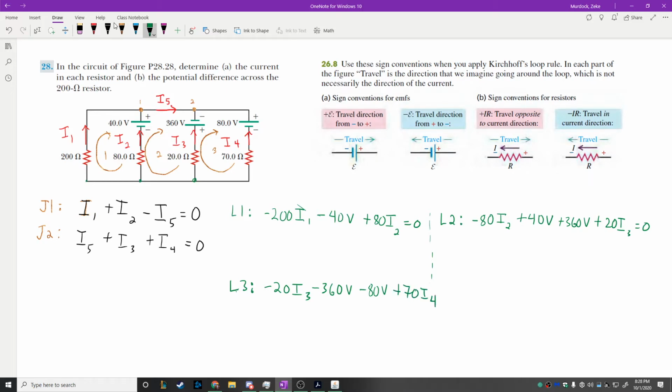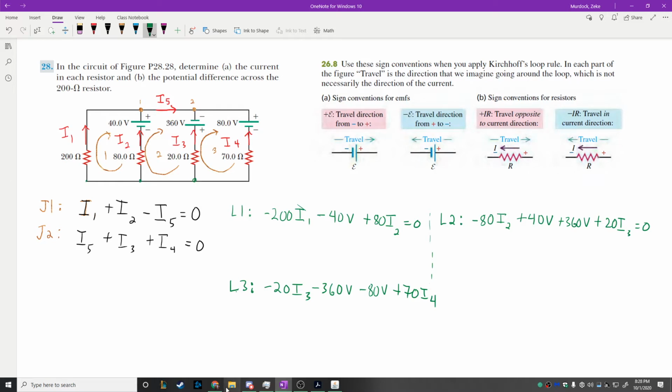I saw someone just write down the answers. Let's see if we get the same thing. Negative 40, positive 80, 200. Yep, you agree with this one. And then 360 and 40 are both positive. Negative 80 I2, positive 20 I3. Yep. And then you wrote negative 80, that's there. And then positive 70 I4. Negative 20 I3, and negative 360 volts. Great. So hopefully everybody was able to get these same equations.